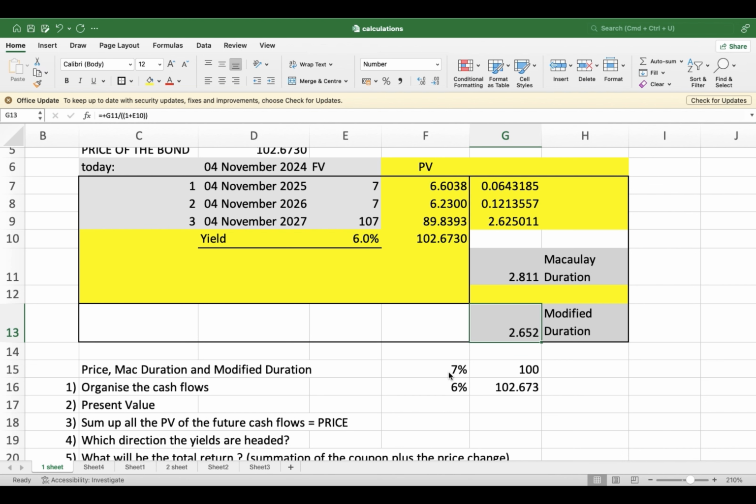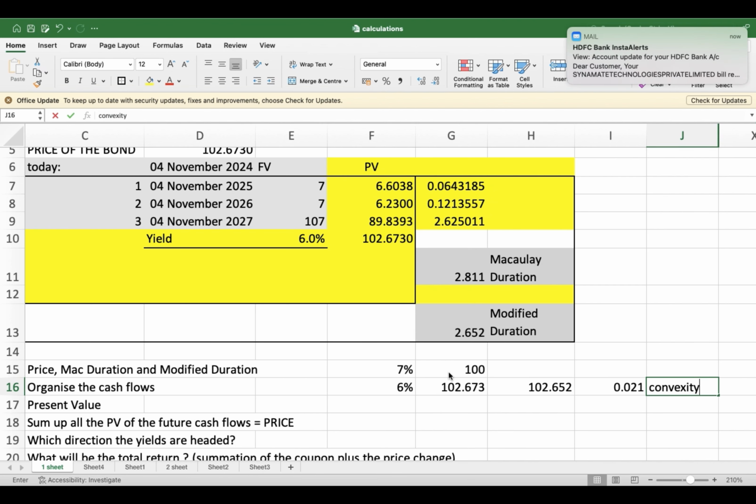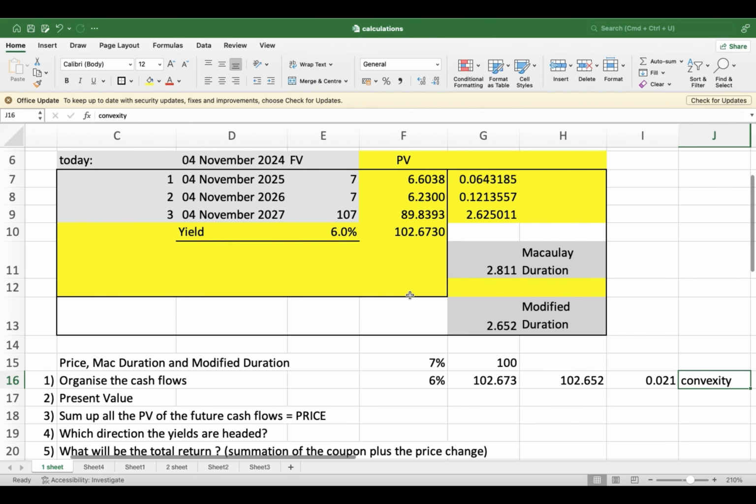What did it say? It said that it should have been 102.652. There is a gap. How much is the gap? This gap is called convexity. This gap is arising because of convexity. We will look into this concept of convexity later, but we should know that while it says modified duration, it's a very, very close approximation of the change in the price of a bond for a unitary change in yield.